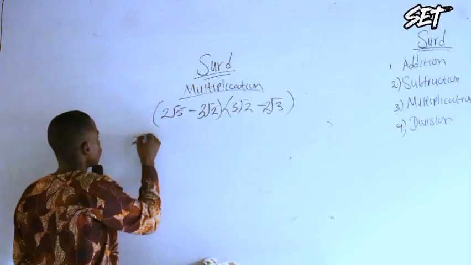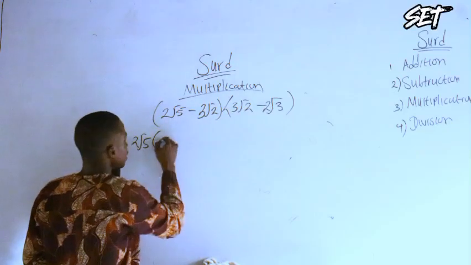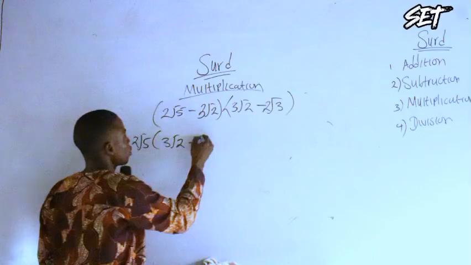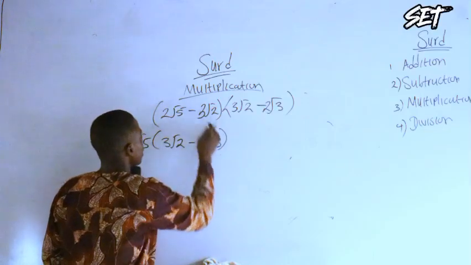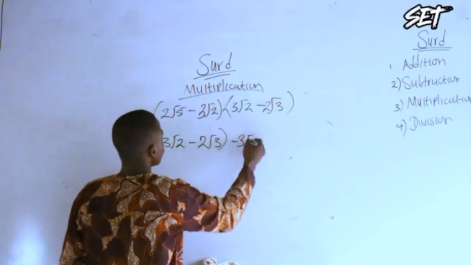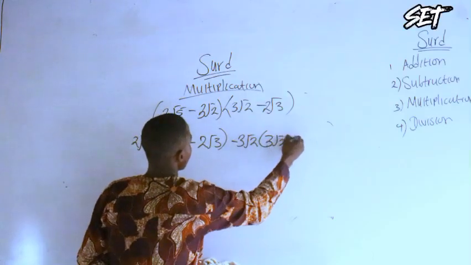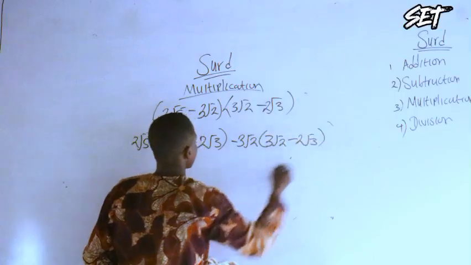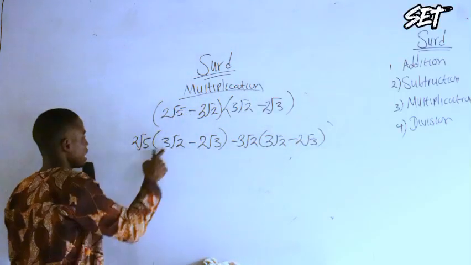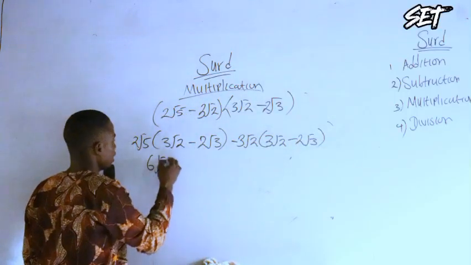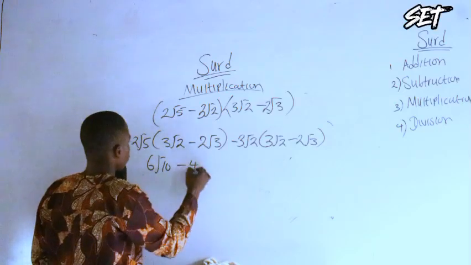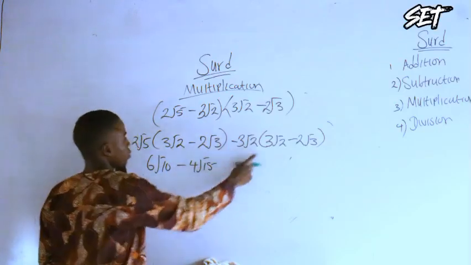2 root 5, write all this one. 3 root 2 minus 2 root 3. Write this one, minus 3 root 2 bracket. Write this one, 3 root 2 minus 2 root 3. Now, this one and this is what? 6 root 10, minus this one and this, 4 root 15. This one and this is what?